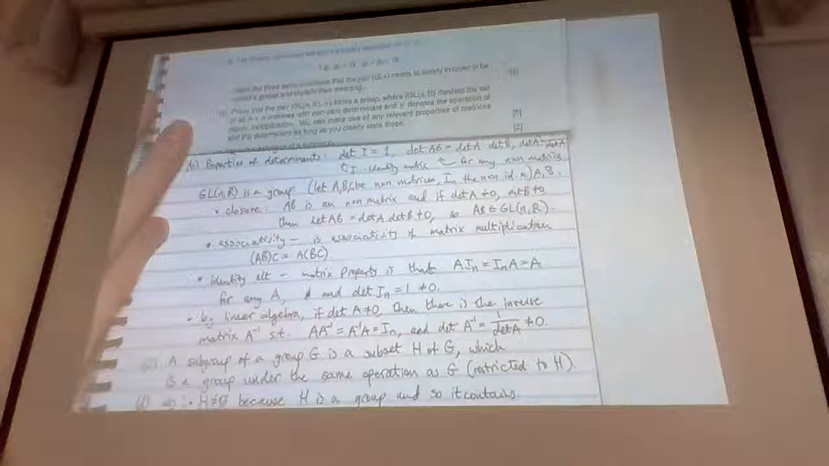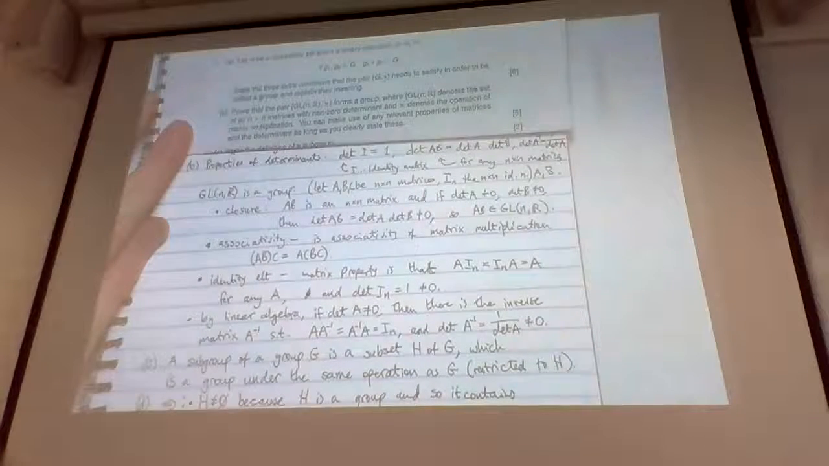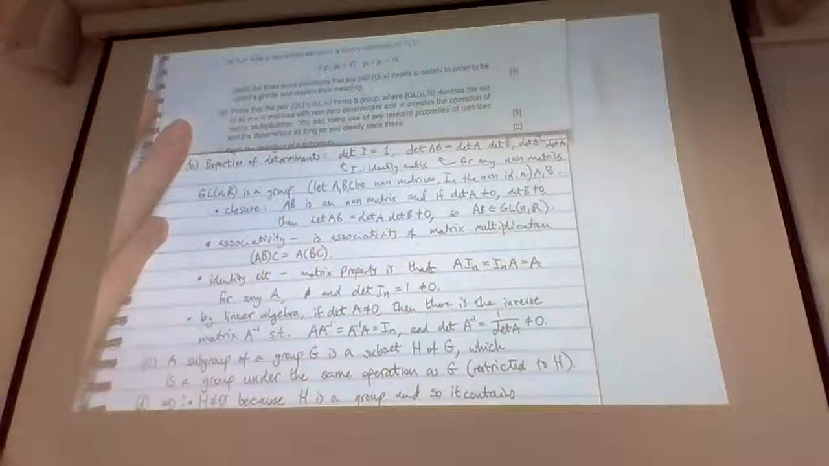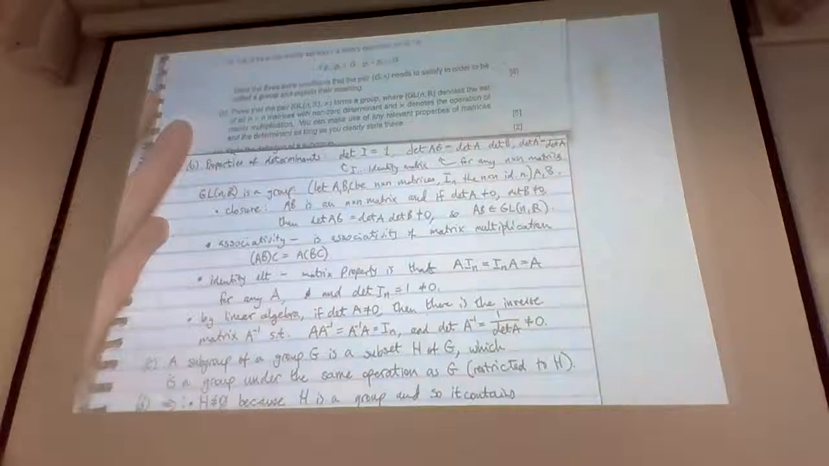Part B, prove that the pair GLNR with multiplication forms a group, where GLNR denotes the set of n by n matrices with non-zero determinant under matrix multiplication. Use any relevant properties of matrices and determinants as long as you clearly state them. So we're not looking for a whole load of linear algebra proof, matrix proof. Just refer precisely to the known facts from linear algebra that you need to call upon. Okay.